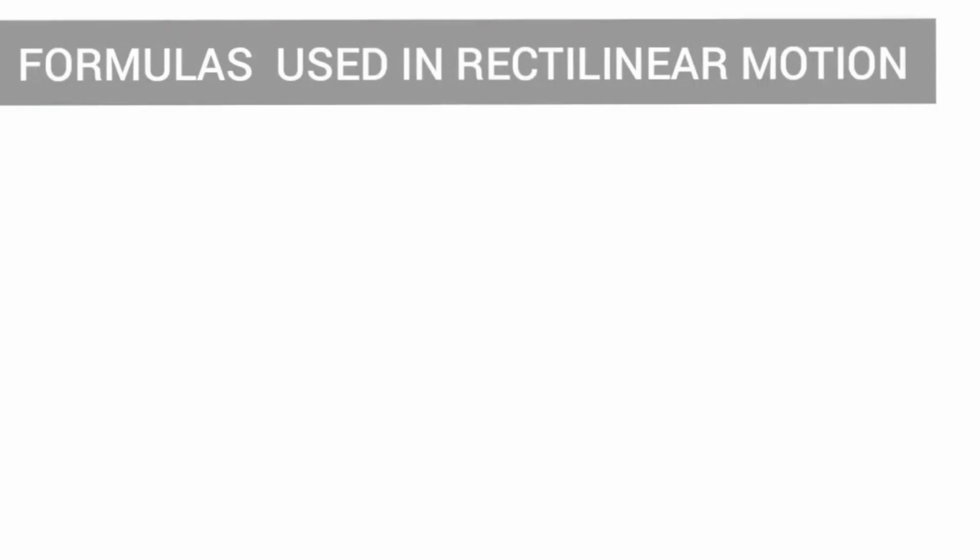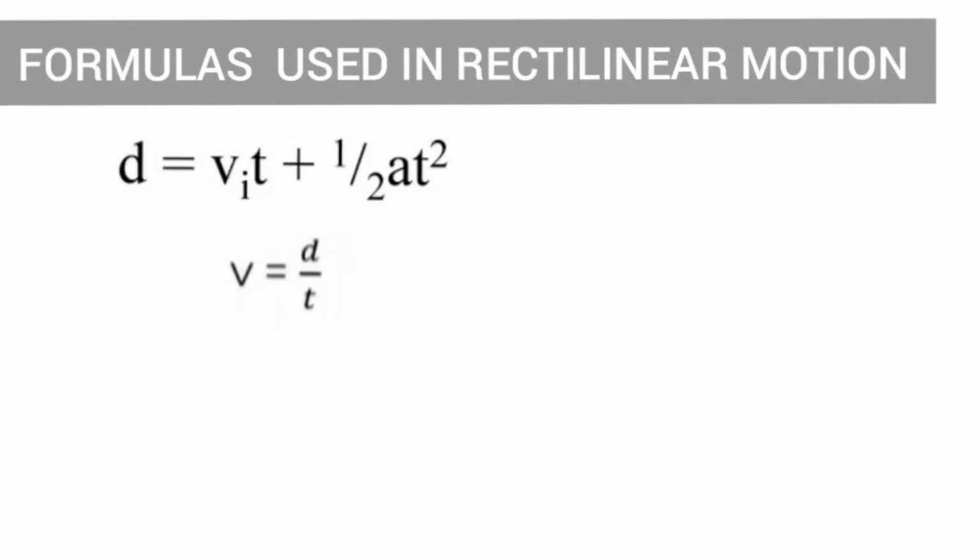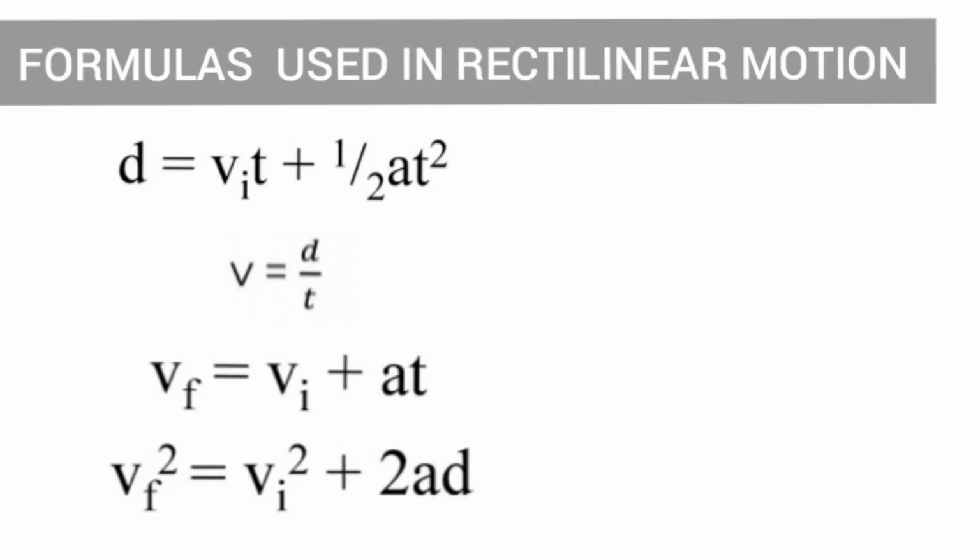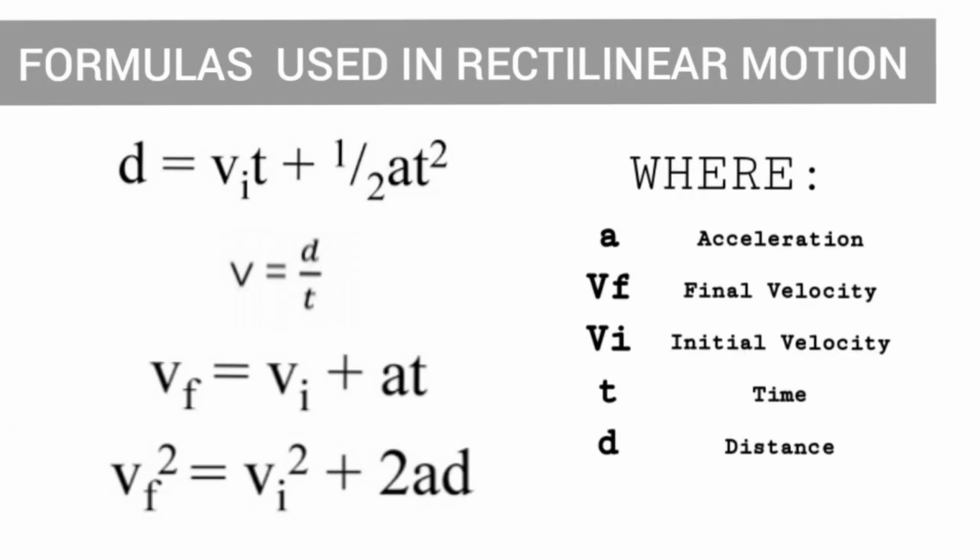The following are the formulas used in rectilinear motion. The first one is d = ViT + 1/2 AT². The next one is V = D/T. The third one is Vf = Vi + AT. And lastly, Vf² = Vi² + 2AD. Where A is the acceleration, Vf is the final velocity, Vi is the initial velocity, T is time, and D is distance.